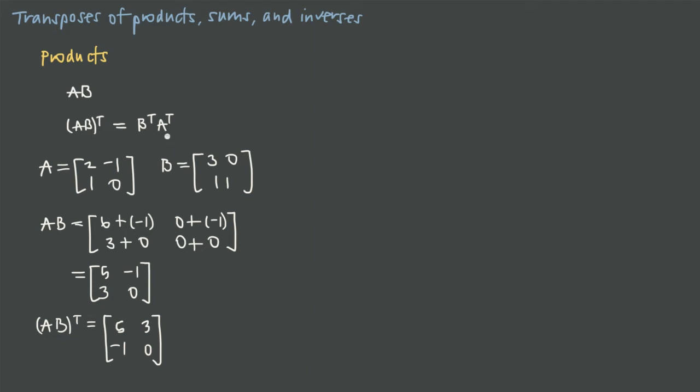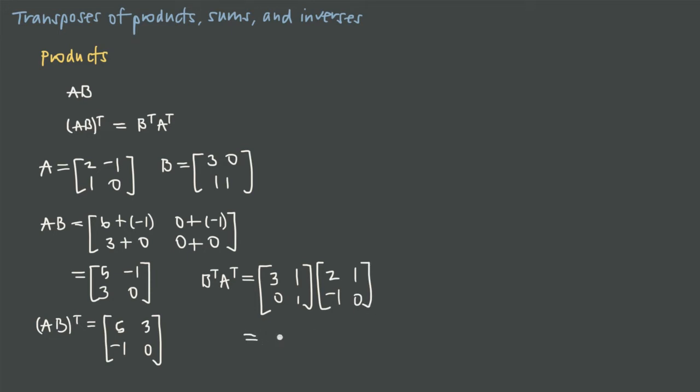What if, though, instead we do it the other way, this right-hand side way, and we find these two transposes individually? So if we first find B transpose, let's say that B transpose A transpose is equal to, we'll put B transpose here first. So looking at B here, that's going to be 3, 0, and then 1, 1. And then we multiply that by A transpose. Well, A transpose is going to be 2, negative 1, goes down the first column, and then 1, 0, goes down the second column.